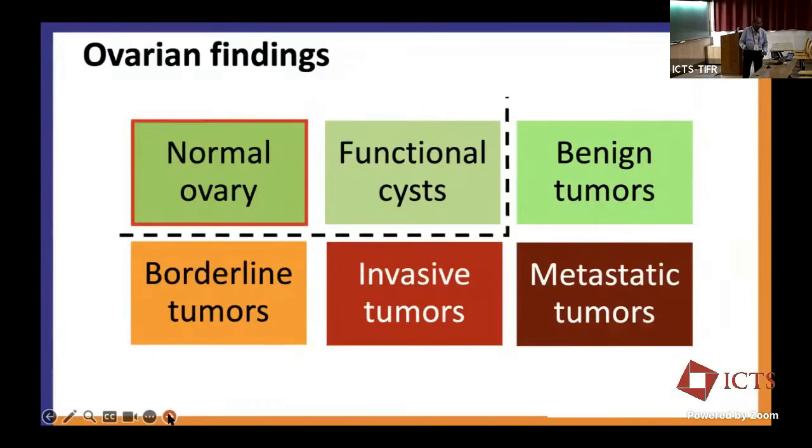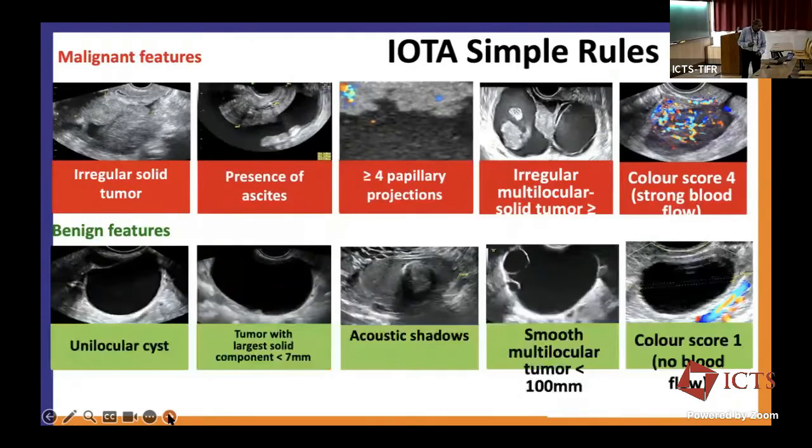simplified. And coming to ovarian findings, can I tell this ovary as normal? Are there cysts? If it's a cyst, is it a functional cyst? Is it benign? Is it a borderline tumor? Is it a metastatic tumor? So how are we going to do that?